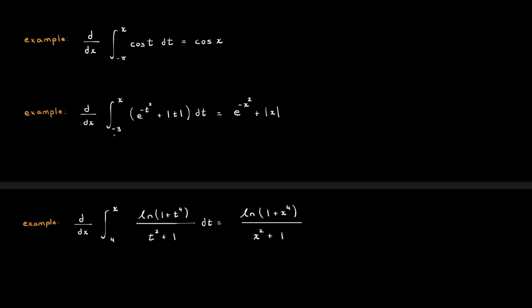Here's another example. The integral from negative 3 to x of this function f of t dt. This is our signed area function, and we're trying to differentiate it. The fundamental theorem of calculus teaches us that when you differentiate a signed area function, you just get back the original integrand evaluated at the upper limit. And so that's what this would be.